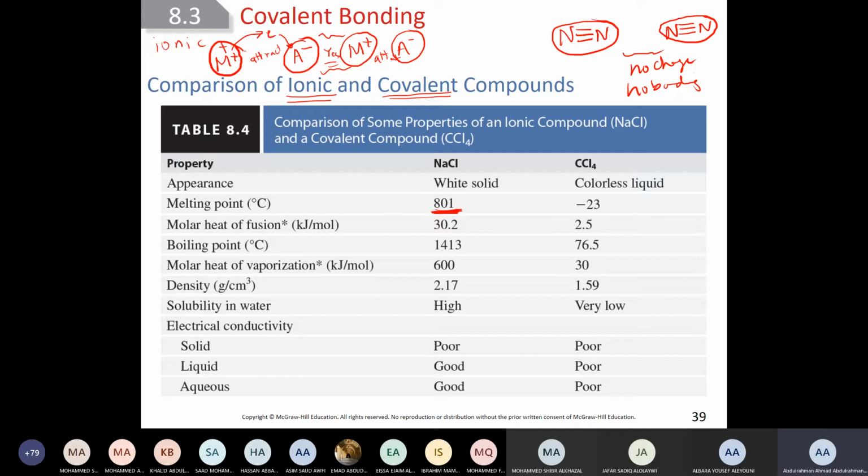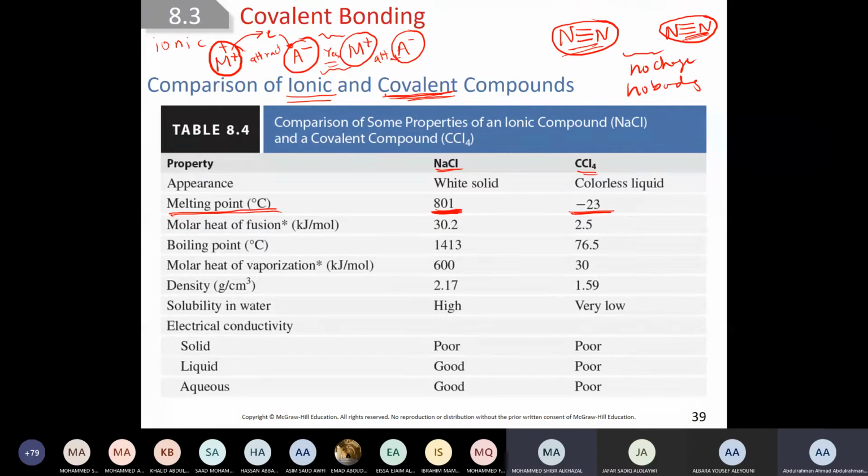The attraction between them is so weak or nothing, so each molecule is independent from the other molecule. That's why you will usually find that molecular or covalent compounds have a very low melting point, -23 for CCl4, while for NaCl, which is salt, it is 801.